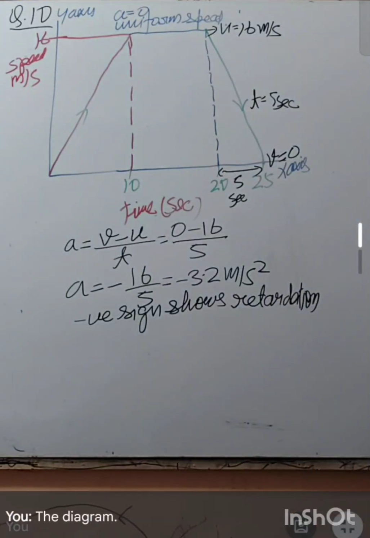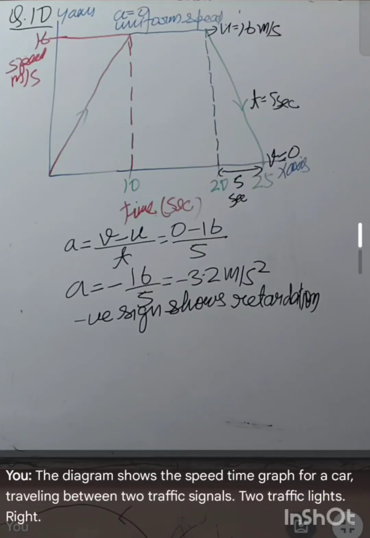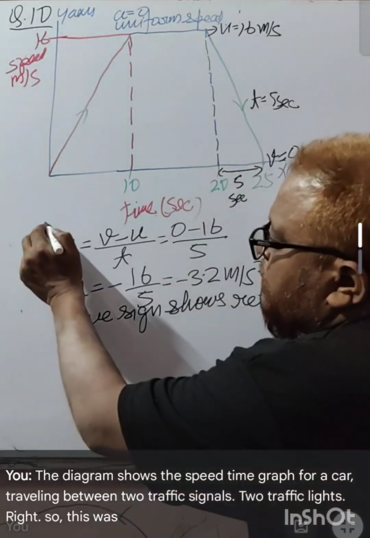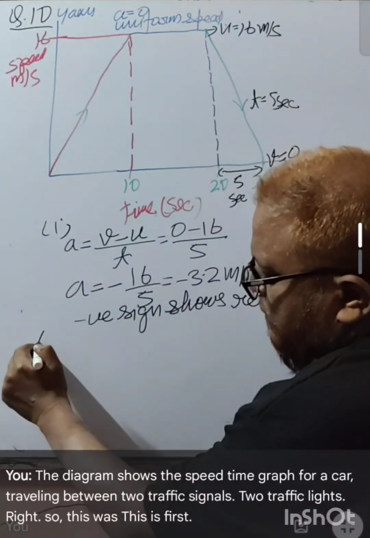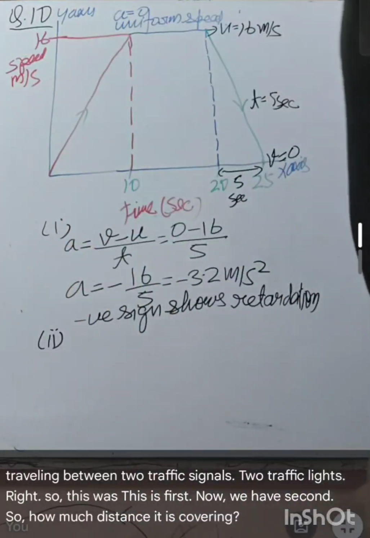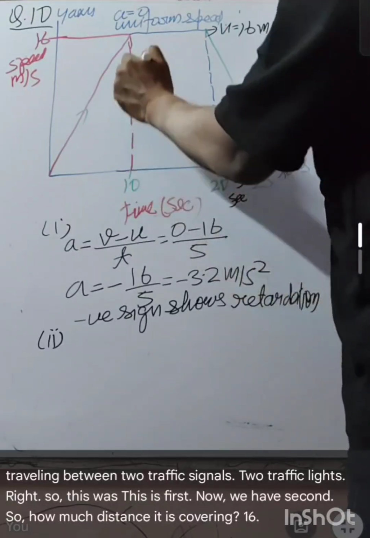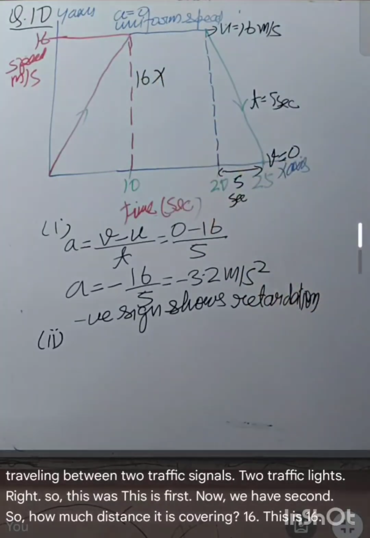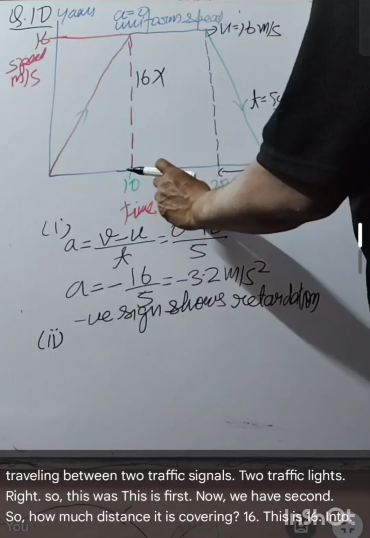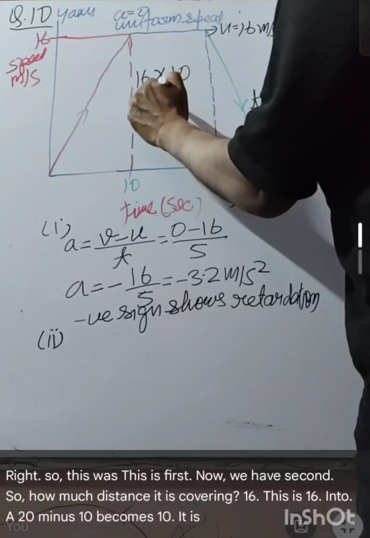The diagram shows the speed time graph for a car traveling between two traffic signals. This is first, now we have second. So how much distance is it covering? 16 into 10, 20 minus 10 becomes 10. It is 160 meter.